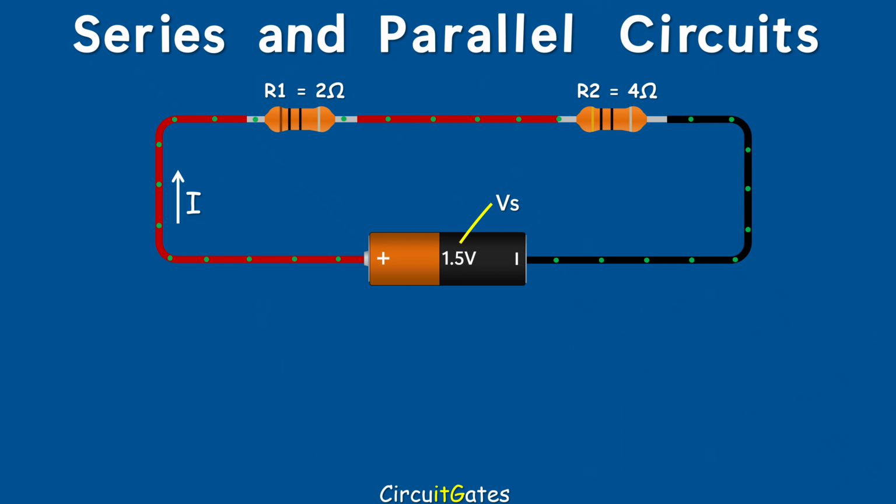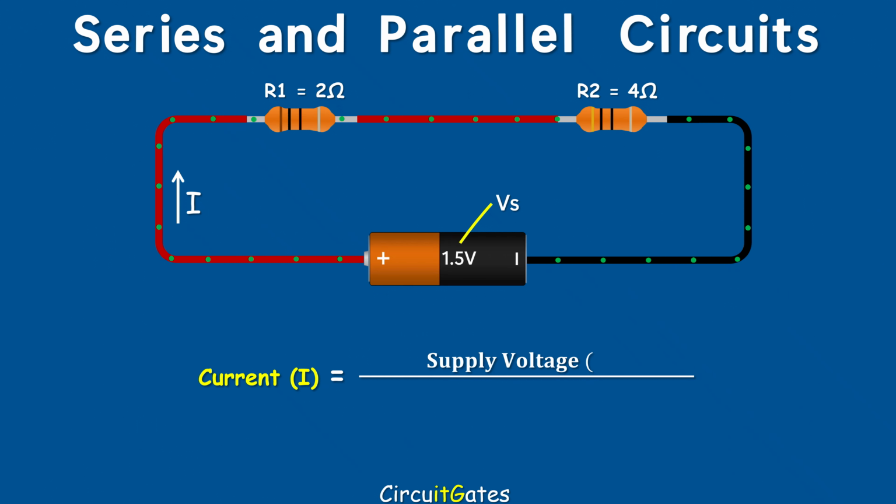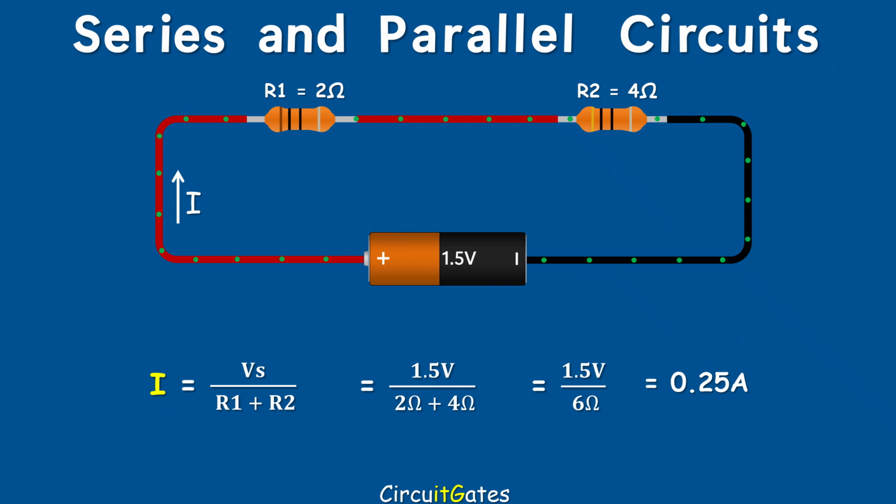To find the current through resistor 1 or resistor 2 or the total circuit current in a series circuit, we divide the supply voltage by the sum of the resistances of all resistors, which is 1.5 volts divided by 6 ohms, we get 0.5 amps.